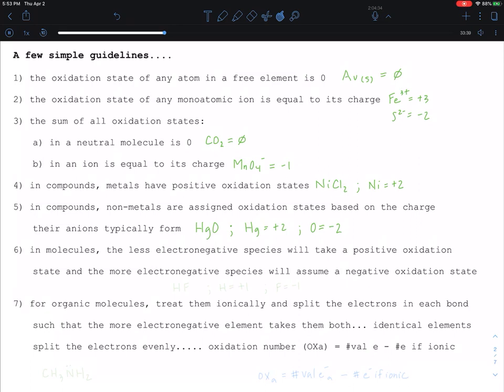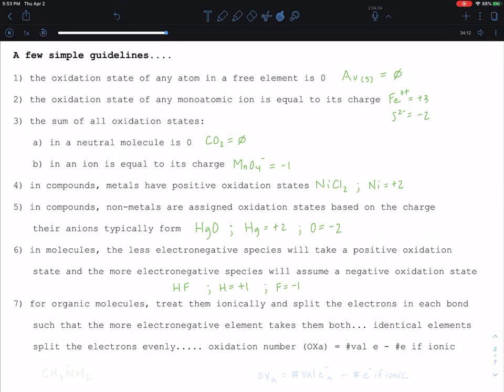So we can do something like HF. We have a covalent bond between the hydrogen and the fluorine, but the fluorine is more electronegative than the hydrogen. And so for this, our hydrogen would have a positive one oxidation state because the fluorine is more electronegative, and the fluorine would take on a negative one oxidation state.